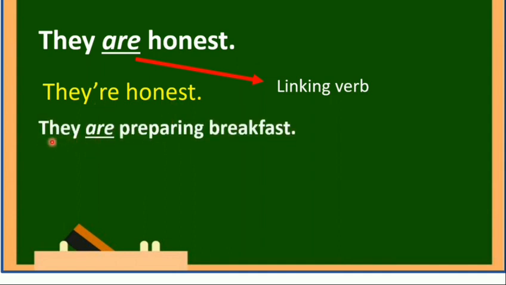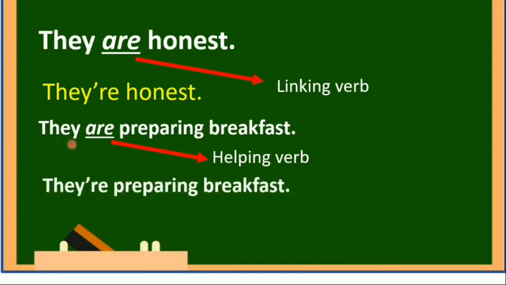Another example, they are preparing breakfast. Now, dito ang word na are ay nagpa-function bilang helping verb. Helping verb siya ng main verb na preparing. Okay. At itong they are, pag pinag-isa, magiging there na lang siya. They, apostrophe, RE. They're preparing breakfast.